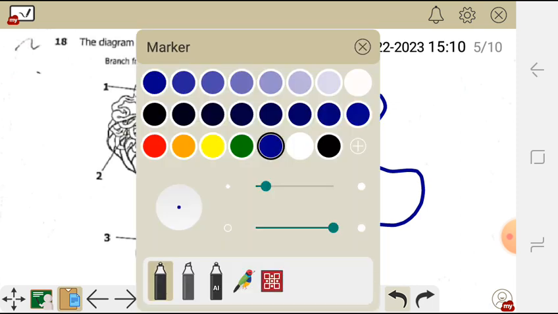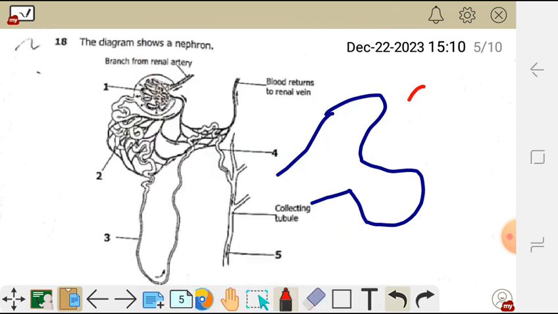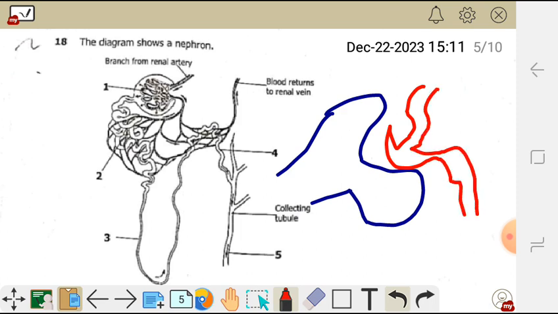Then we have red blood cells coming from this direction. We have blood vessels coming in that direction. So what will happen is that the blood will be filtered. Ions and water are going to be filtered into the glomerulus here. That is what is taking place there. And then from there, in this part here, which is the proximal convoluted tubule, we are going to have reabsorption of certain ions and glucose.